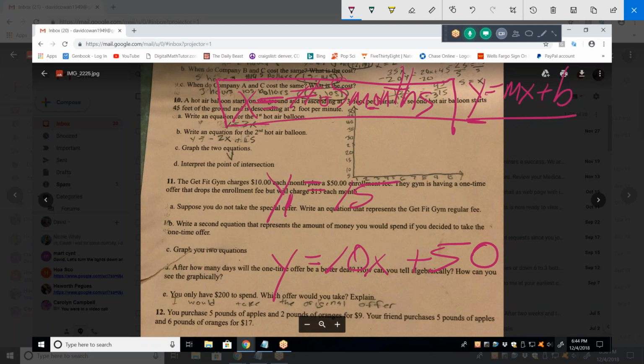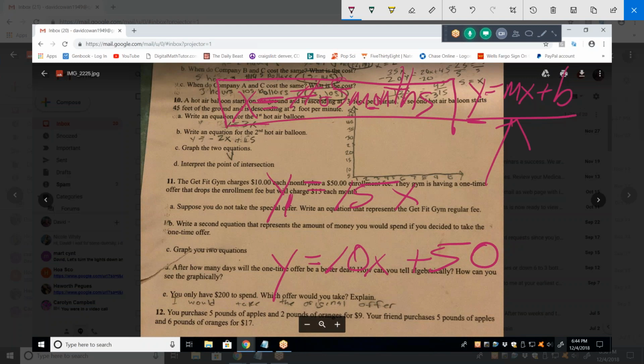So what's the equation if it's $15 per month? y equals 15x. Oh, yeah, because you haven't used it. Well, it's got to be in this format. We need y equals mx plus b. Now, in this second equation, b is 0. They have dropped the enrollment fee.